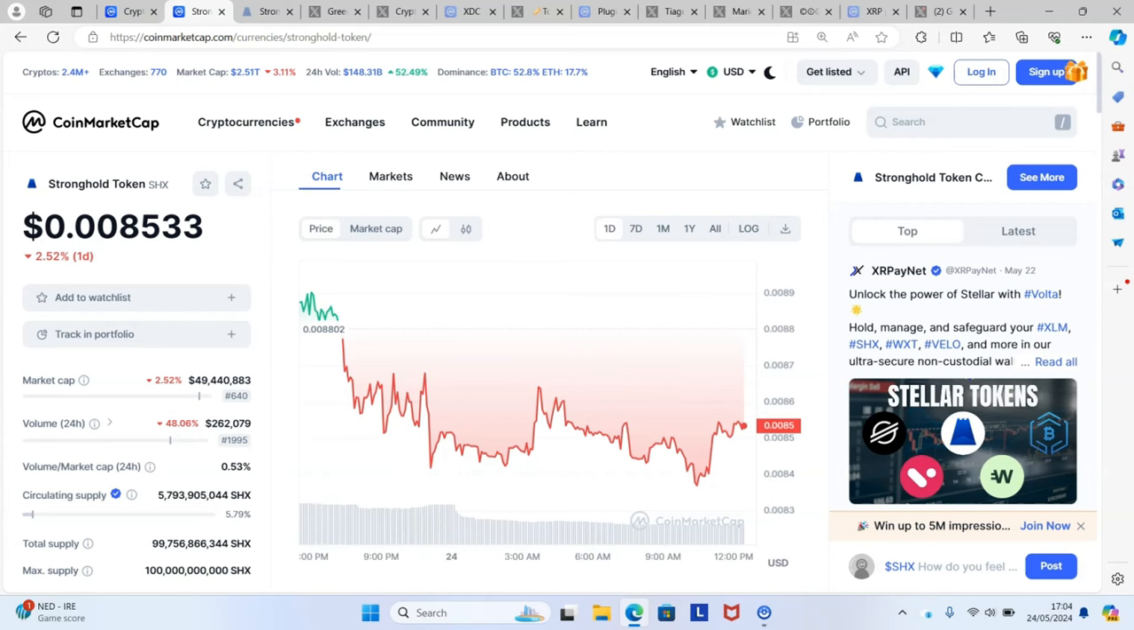So we're going to start off by looking at Stronghold SHX. The current circulating supply, guys, is only 5.7 billion. The max supply is 100 billion. The current price is just under a cent. And this is a massive opportunity, guys. We are really early in SHX. This reminds me of the days when I bought XDC very early on.